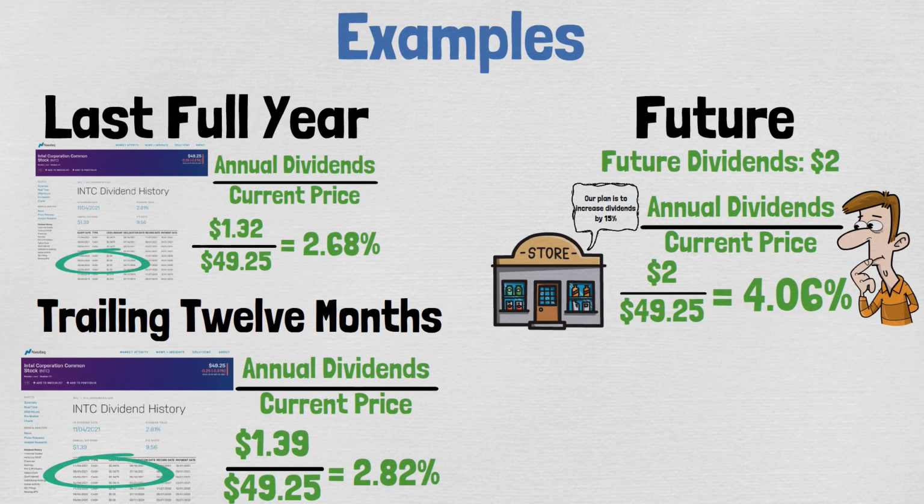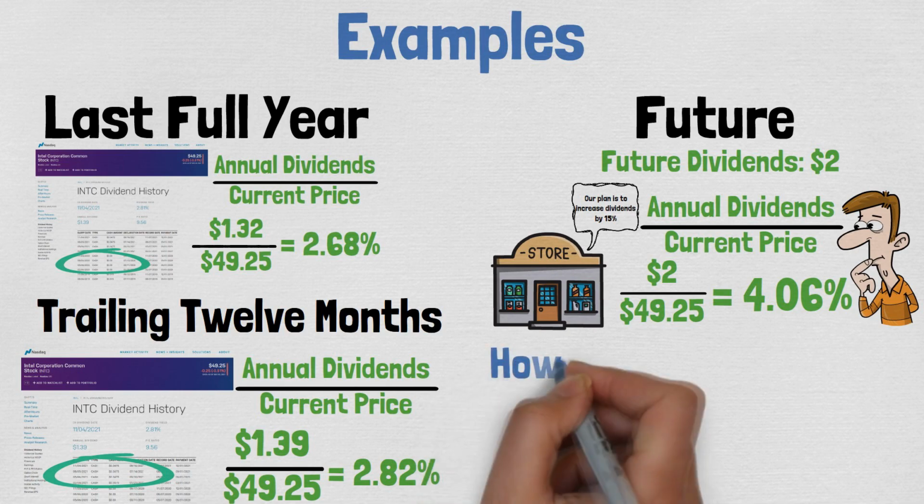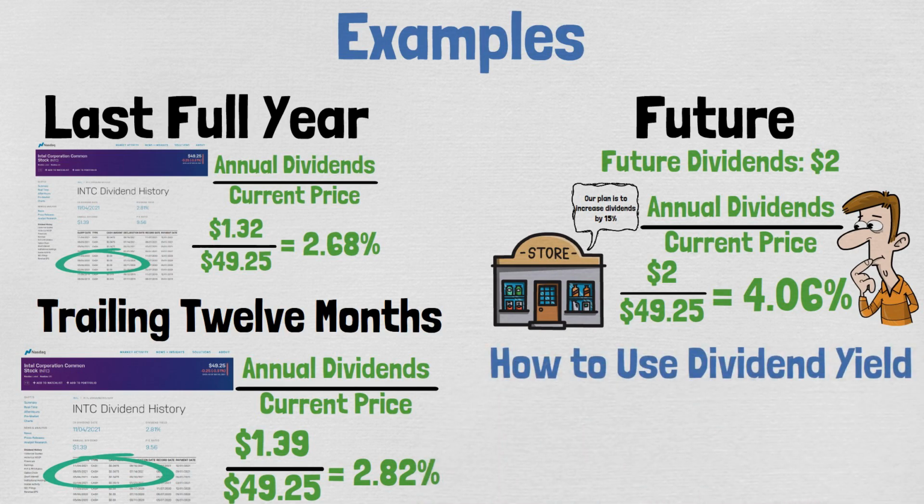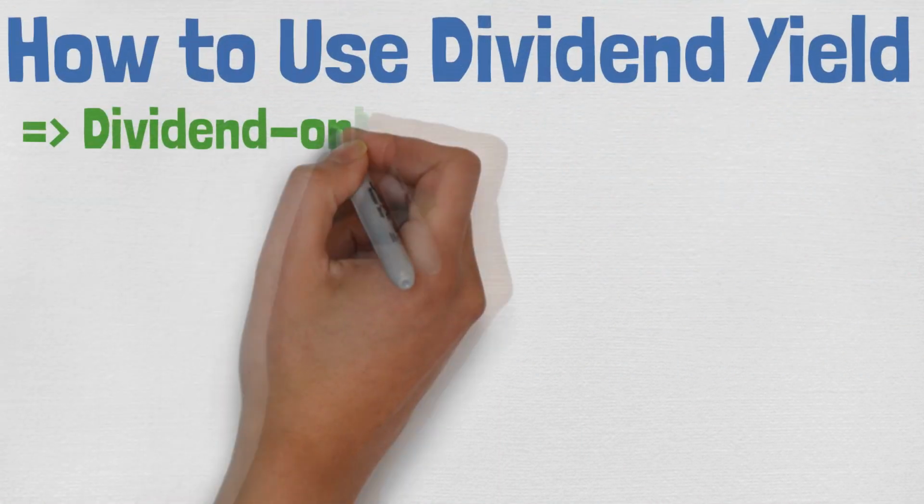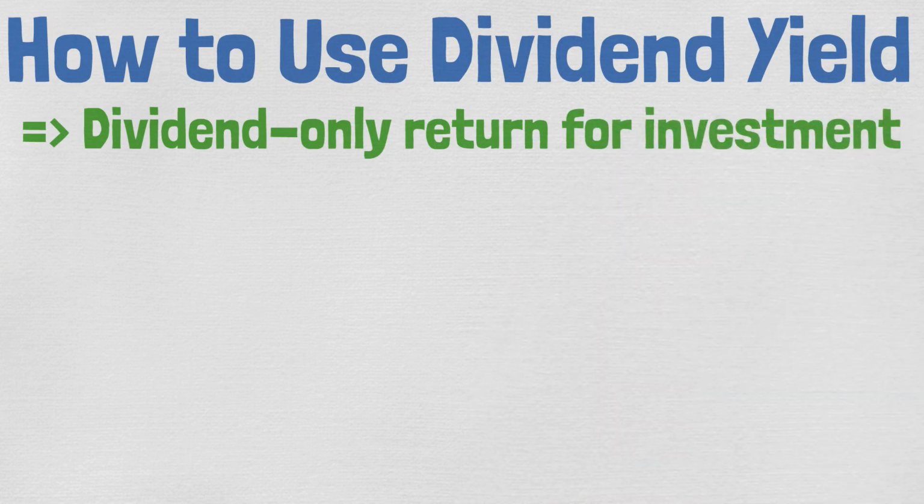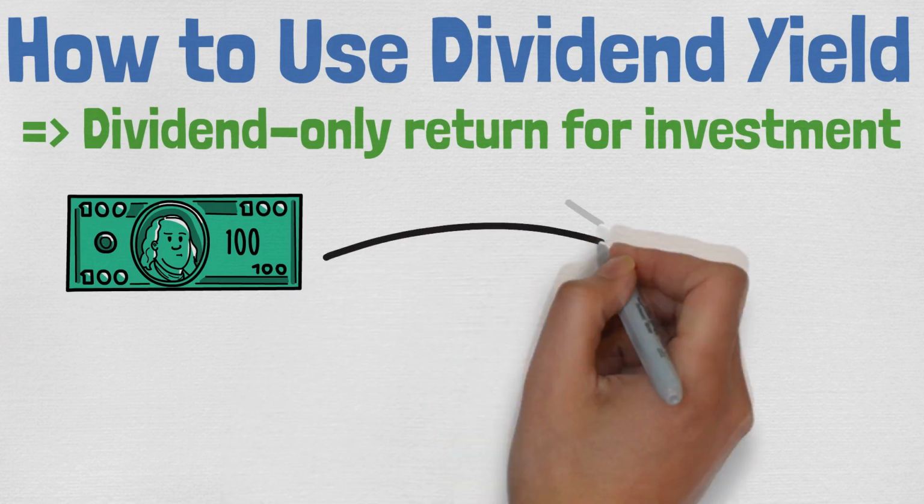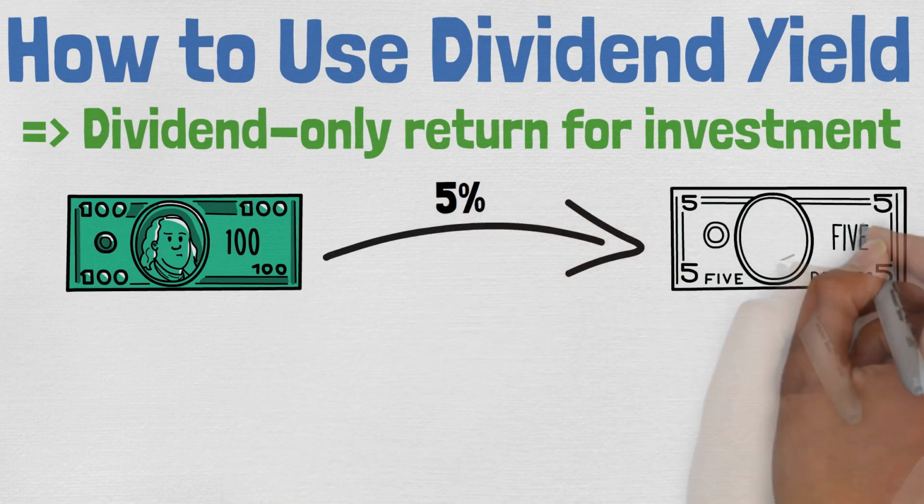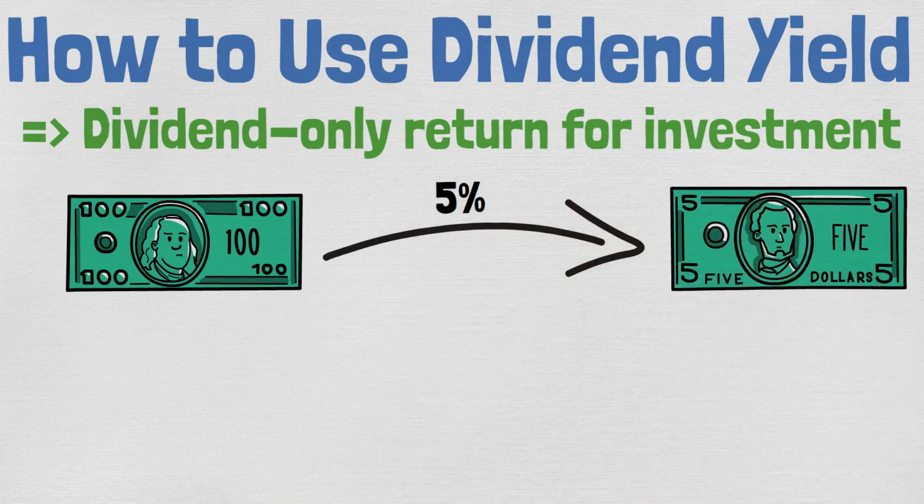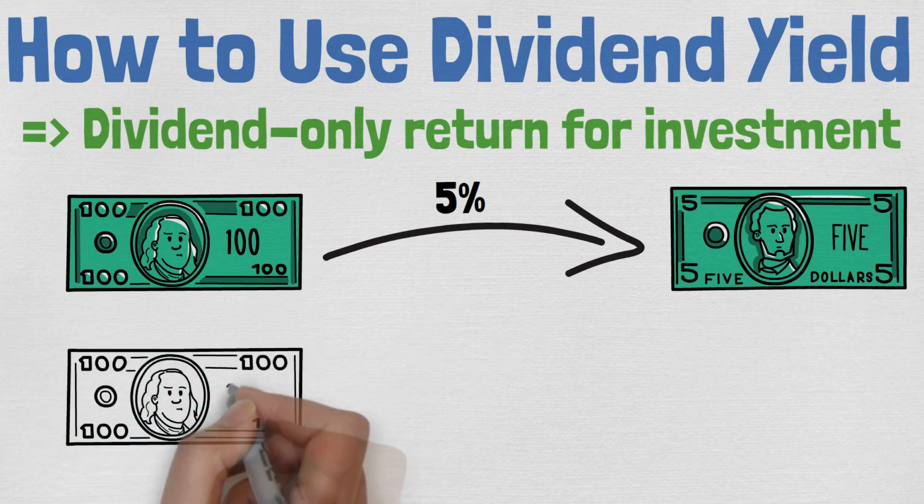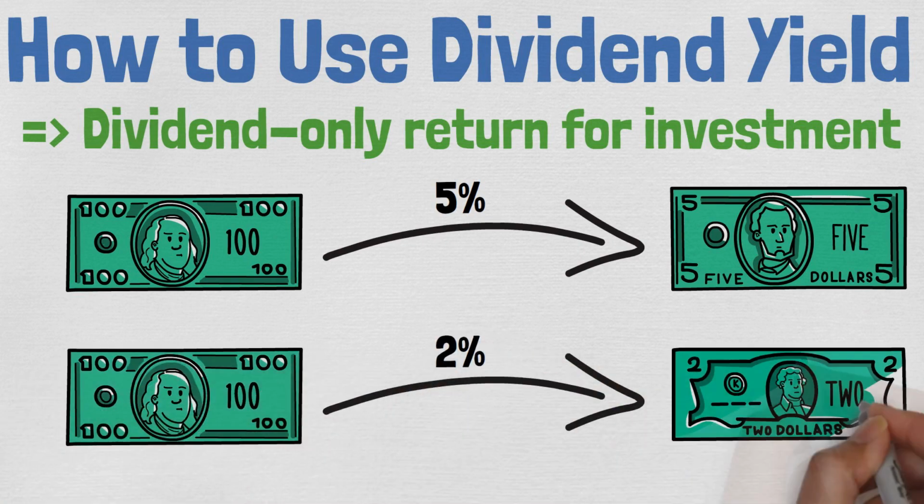Now that we know the different ways to calculate the dividend yield, let's take a look at what dividend yield tells us. First of all, it tells us what is the return for the investment if we are considering dividends only. If the dividend yield is 5% and your investment was $100, you will earn $5 annually if we are only considering the dividends. If the yield is 2%, you will earn $2.